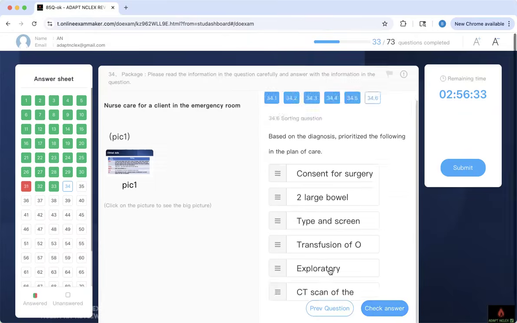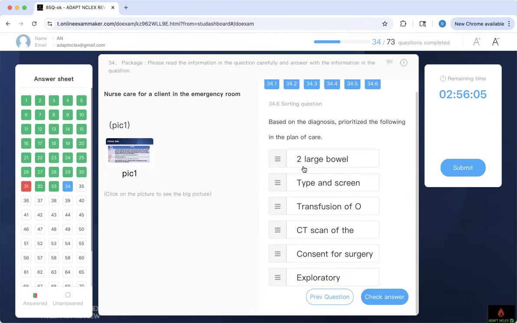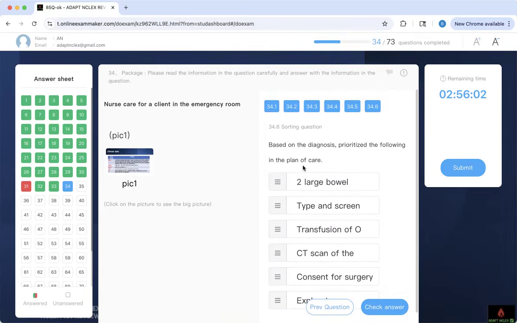That's the key. Now, what are we going to do? Based on the diagnosis, prioritize the following. Which one would you put in the plan of care? If you're going to have surgery, it's going to be the last one, laparoscopy. They will need consent before they can go to surgery. They will need a CT scan, right? We got to transfuse them. When we're transfusing them, what do we do first? This should say 2 large bore IVs. And then what are you going to do after that?